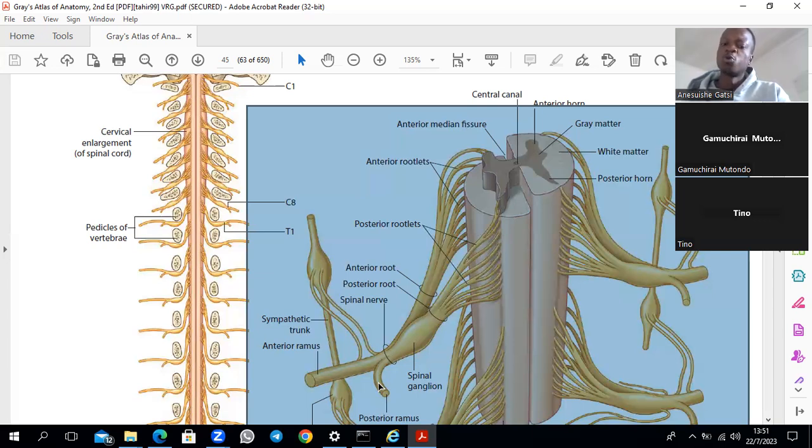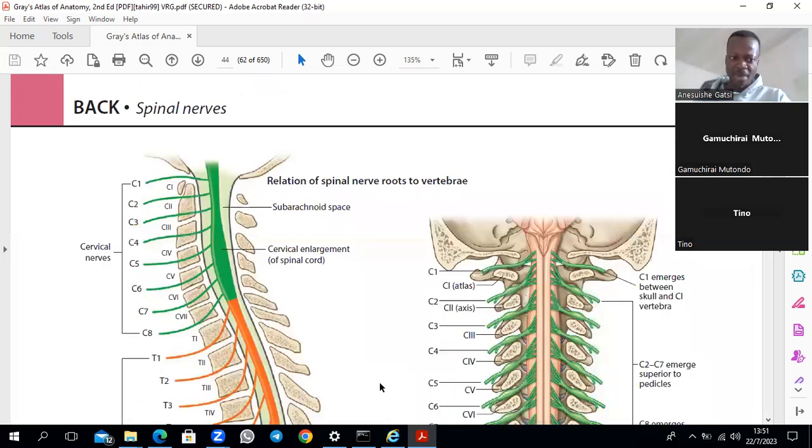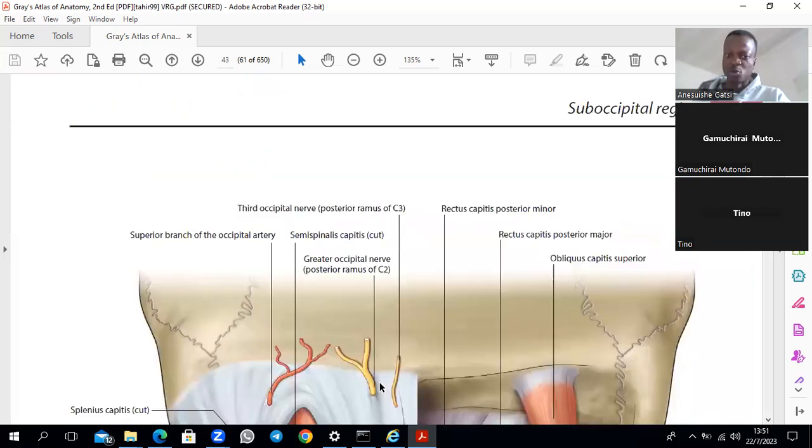Right. So I'll take you back to something that I never described when we were doing the vertebra.